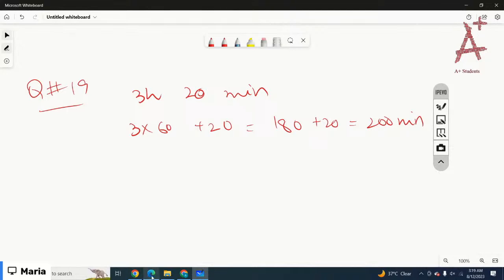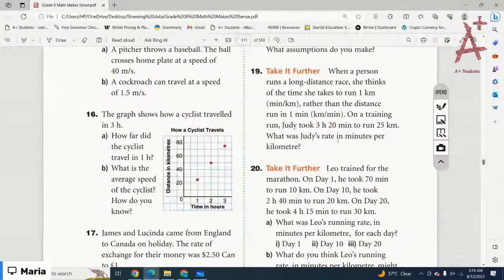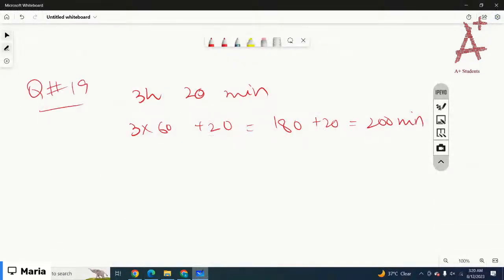You have to write the rate in minutes per kilometer. So minutes are 200 and the distance is 25 kilometers, right? So when you divide, 200 over 25, it would be 8 minutes per kilometer. Usually you write kilometer per hour, right? So here you convert it from minutes to kilometer.